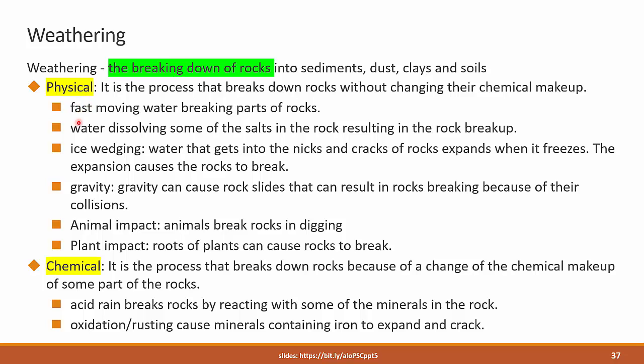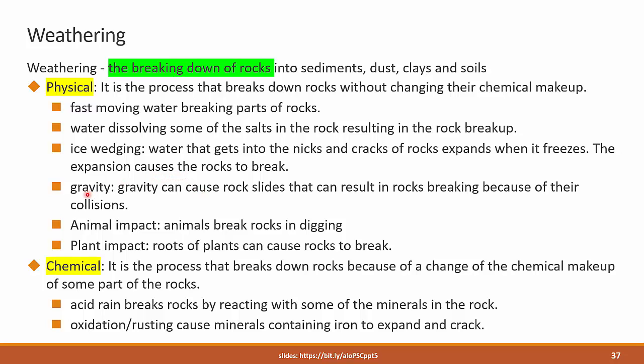Another type of physical weathering would involve, again, water dissolving some of the salts in the rock, resulting in the rock breaking up. Another contribution to physical weathering from water is what we call ice wedging. That's when water gets into the nicks and cracks of rocks and expands when it freezes. As it expands, it's going to break down the rock.